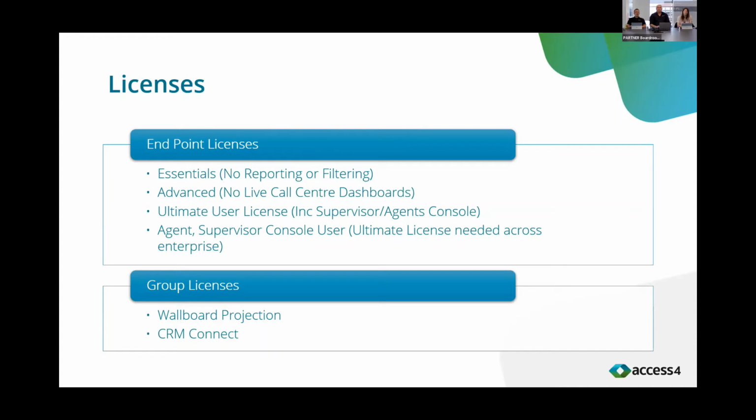The next parts are the group licenses, where we've got the wallboard projection. So this is a pool of projections that's available. It's not assigned to a user. That's why we decided to put it on the group level. So you'll be able to go in there, click on the group, and add the amount of projection licenses that you wish to use there. Same with CRM. You can also add in CRM capability, and as you'd expect, that is also a group-wide function.